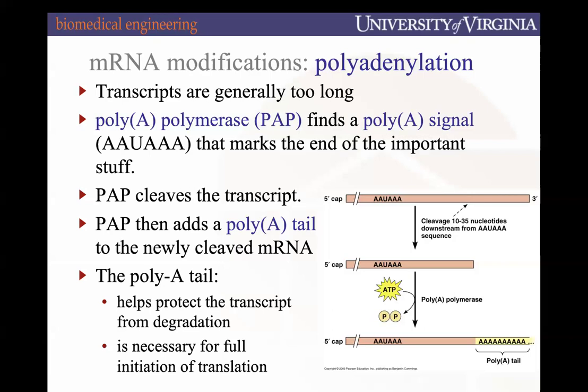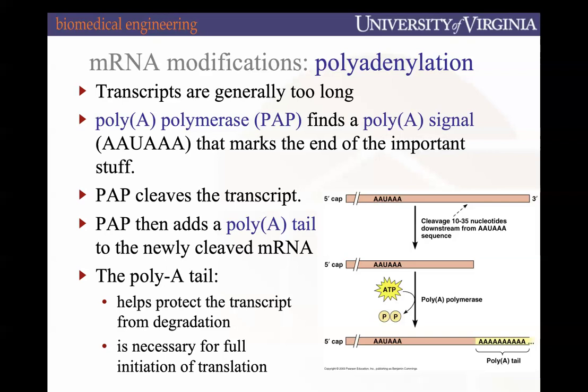What this poly-A tail does is two important things. It helps protect the transcript again from degradation. That's going to be the overarching theme for a lot of these modifications: we want to protect the mRNA because it's typically encoding something important. So it helps protect it from degradation, and it's really key for translation. The one distinction between prokaryotes and eukaryotes here is just the length of the poly-A tail. It's typically about 20 to 30 nucleotides long in prokaryotes and about 20 to 100 nucleotides long in eukaryotes.